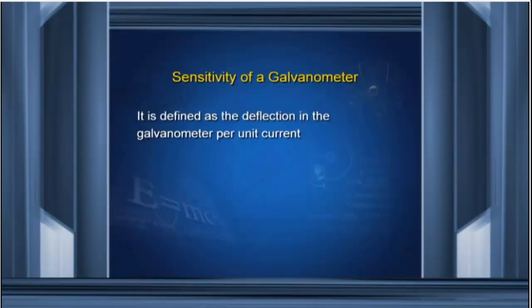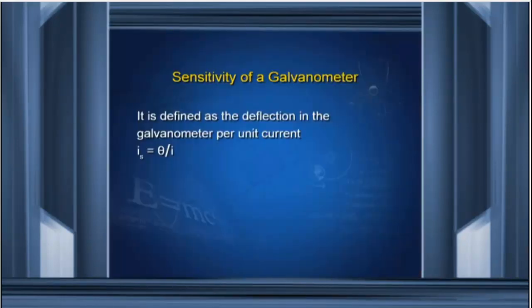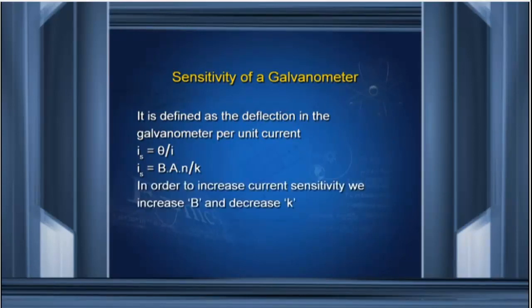Sensitivity of a galvanometer. It is defined as the deflection in the galvanometer per unit current. If current I is passing through the galvanometer and the maximum deflection for the corresponding current is theta, then the sensitivity Is equals theta divided by I. Substituting the value of the current, we get Is equals BAn upon K. In order to increase the sensitivity, we increase the value of magnetic field B and we decrease the value of force constant K. By doing so, the current sensitivity increases.